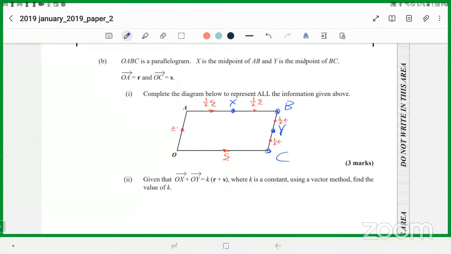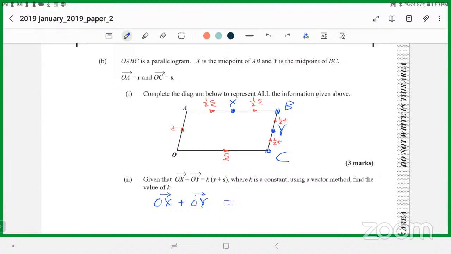So the OX plus the OY, you can put it all in one. Let's do the OX first. What is the OX? Look at the diagram. How do we go from O to X? Simple. You go R and then half S, don't you? Do you agree with that?